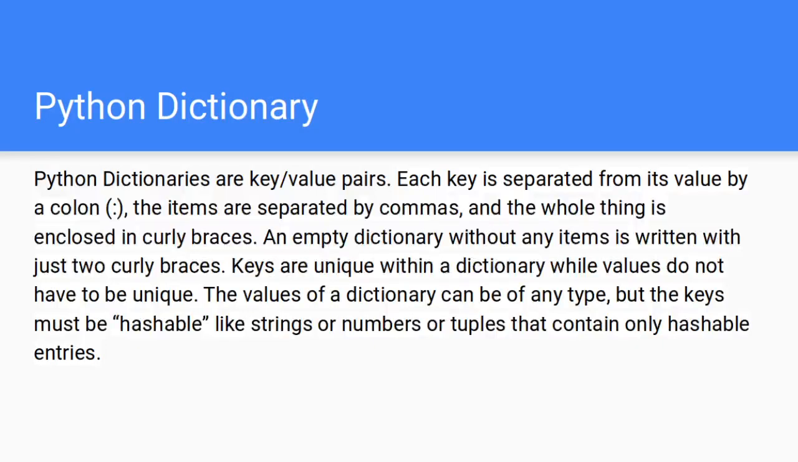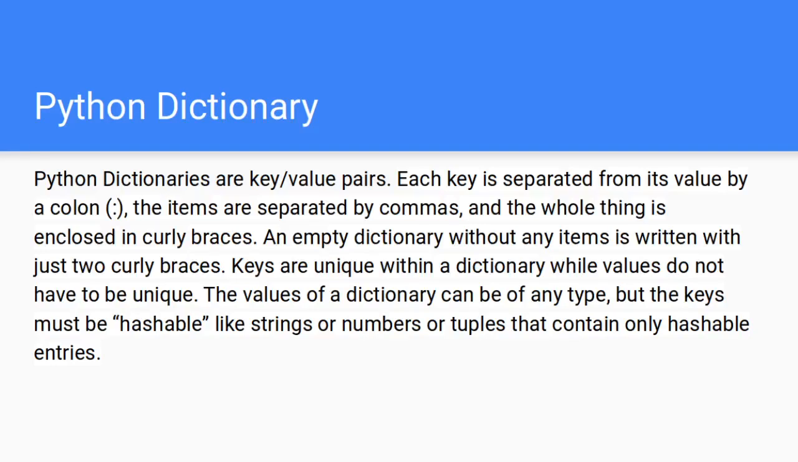The dictionary. Python dictionaries are key value pairs. Each key is separated from its value by a colon. The items are separated by commas. The whole thing is enclosed in curly braces. An empty dictionary without any items is written with just two curly braces. Keys are unique within a dictionary, while values do not have to be unique.